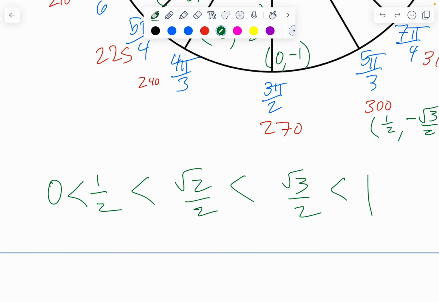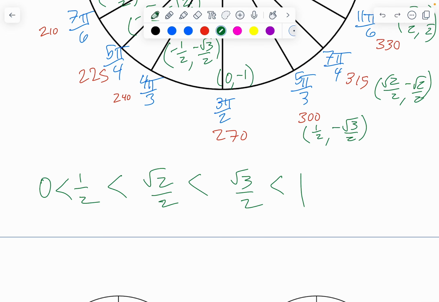You want to think, am I going farther out, or am I closer in to 0, or am I farther away from 0? And keep those in order.